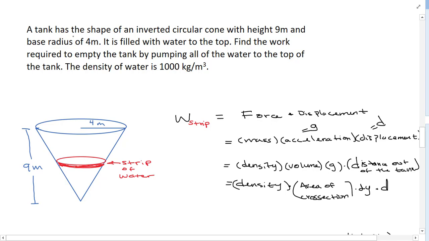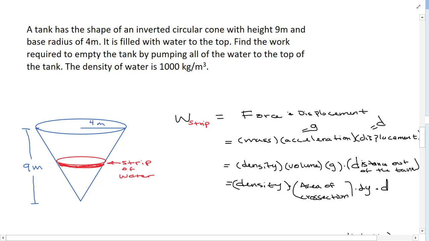So we have a tank that is the shape of an inverted circular cone with a height of 9 meters and a base radius of 4. So it is 9 meters tall and 4 meters at the top for just the radius. That means the diameter will be 8. Think of it like those little paper cone cups that you get to put water in, at water fountains. So kind of like that. That's what an inverted cone looks like.